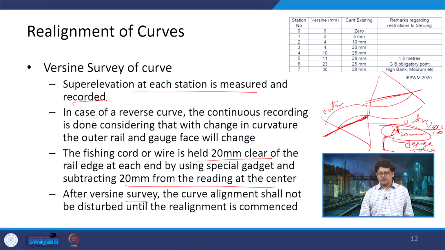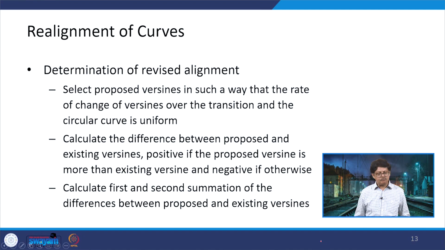After Versine survey, the curve alignment shall not be disturbed until the realignment is commenced, because if it is disturbed, then again you have to go and collect the data and the work will increase. What we do further is select the proposed Versine in such a manner. Now, what we are talking about is the proposed, there is already an existing one. What we are proposing is to be decided by the engineers. It is decided in such a manner that the rate of change of Versine over the transition and on the circular curve is uniform.